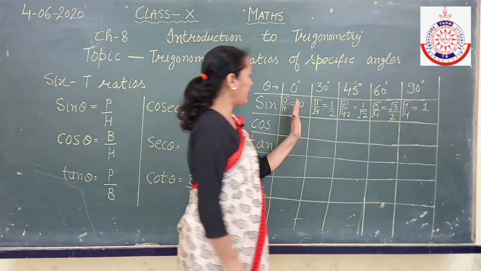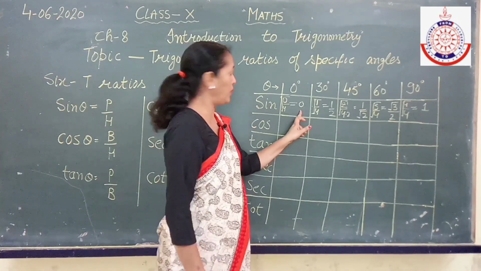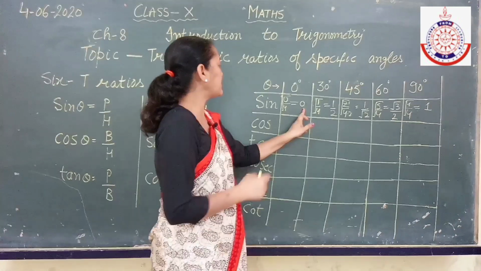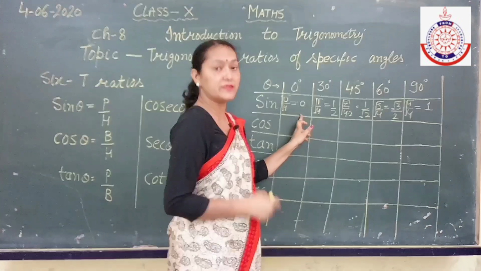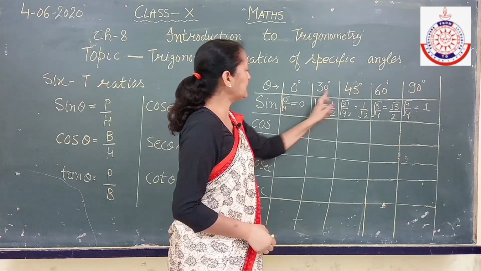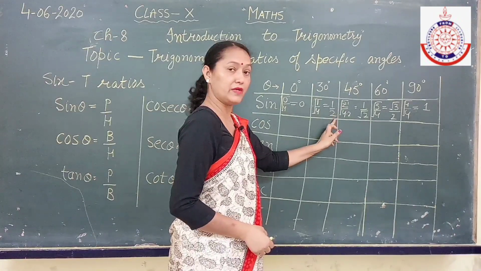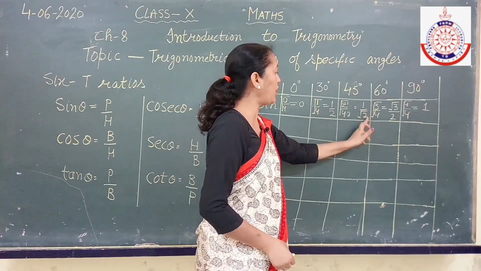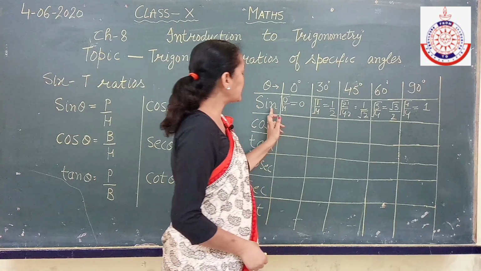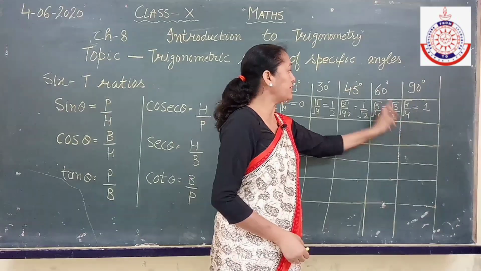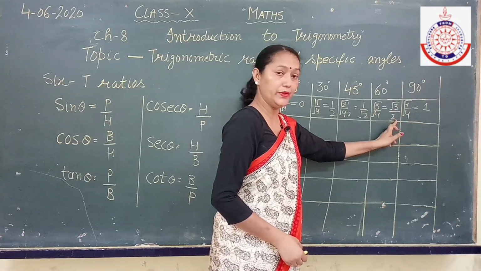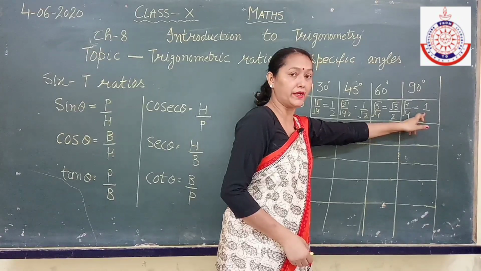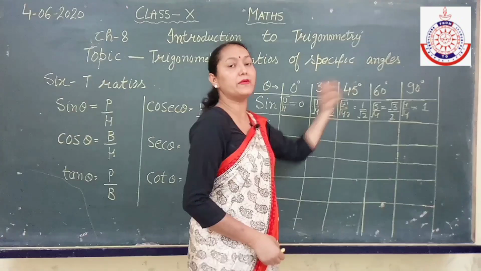Now what we have to do is learn these values. How? Sine 0 degree is 0. If someone asks what is the value of sine 0 degree, you will say it is 0. Value of sine 30 degree is half. Value of sine 45 degree is 1 upon under root 2. Value of sine 60 degree is under root 3 upon 2. Value of sine 90 degree is 1. Learned?